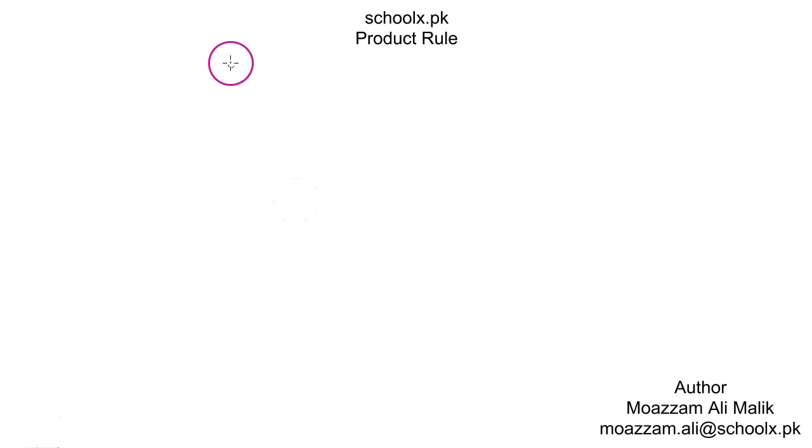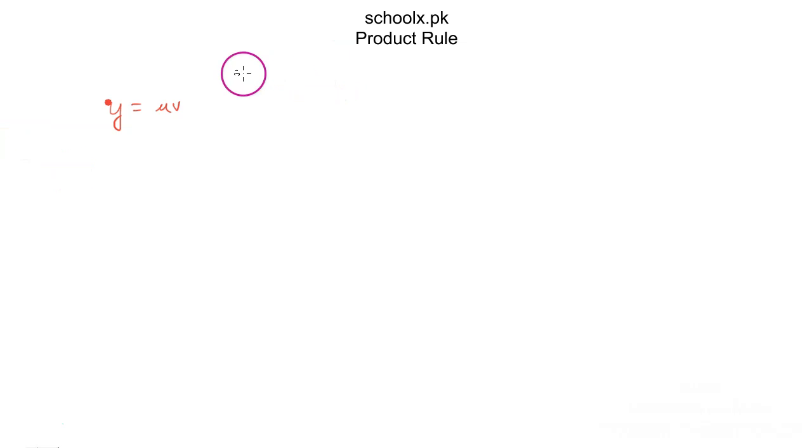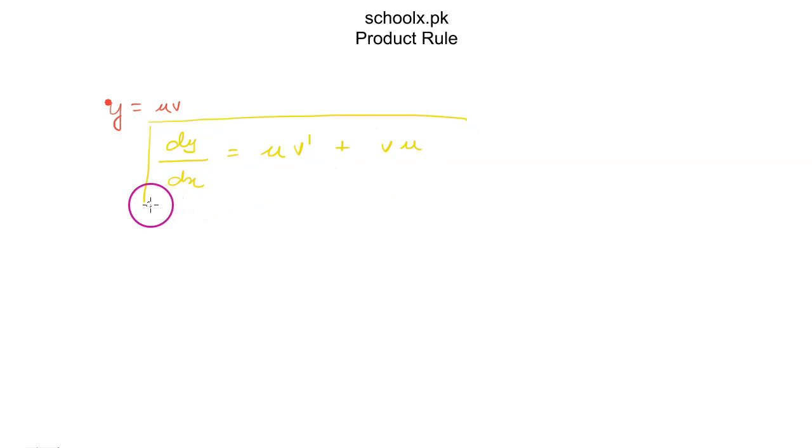Now the product rule is used when two expressions are being multiplied together and you want to find the derivative. The product rule is this: y equals uv. If y equals u into v, then dy by dx equals u into the derivative of v plus v into the derivative of u, right? This is given in your exam formula sheet, so you don't have to learn this, but you have to understand this, right?